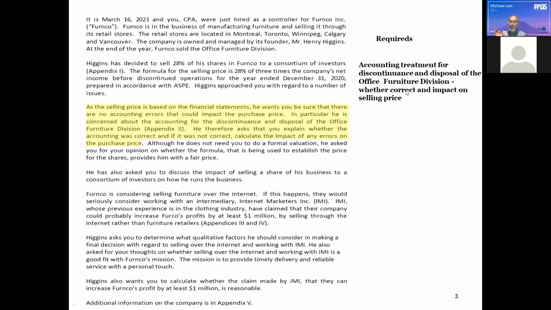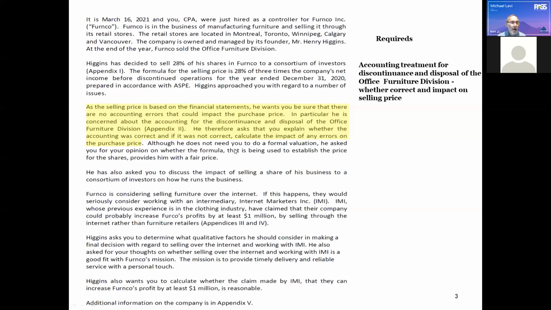So we've got to discuss the treatment for the discontinuance and disposal of the division, and we're being told that if it was not correct, we also need to do quants. We need to quantify the impact of the error. As we mentioned this morning, you do need to be comfortable with dealing with numbers in the area of financial accounting.